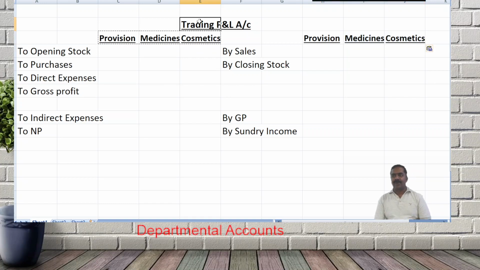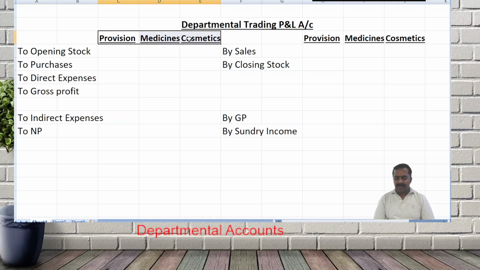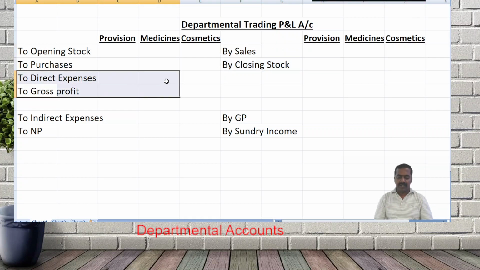Now, a normal trading account will have how many columns? One column. This departmental trading account is called which one? Departmental trading profit and loss account. It will have how many columns? Multiple columns, depending upon the number of products that you run. In this example, there are three columns on the debit side and three columns on which side? Credit side. You record the opening stock of the respective item, purchases of the respective items, direct expense of the respective items, then which one? Sales and closing stock.